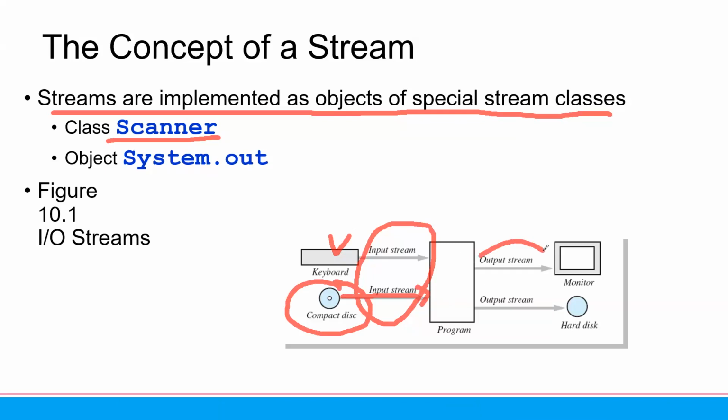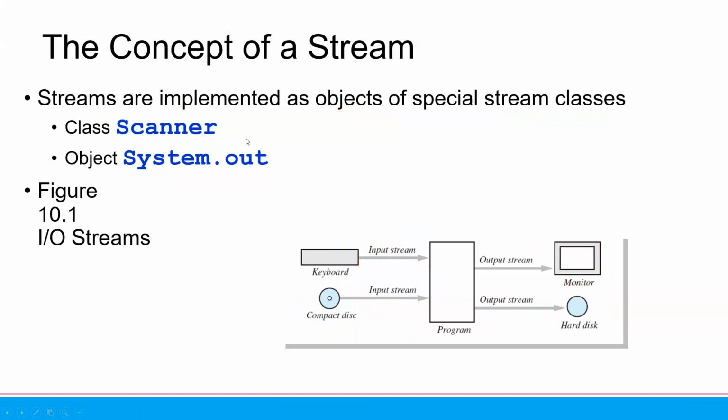What about the output? The output can be many things. You can use your monitor to see the result, or you can save your file into your hard disk. Let's say you have your report.txt and you want to save it into your hard drive, then it will be a file. But if you want to show it on the monitor, then you use System.out.print. So there can be a lot of input and a lot of output.